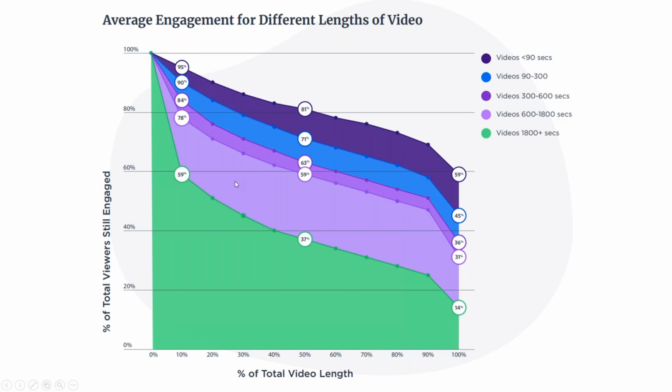And then the different colors indicate the length of the video, where the dark purple is videos that are under 90 seconds. And down here in the green, we have videos that are over 1800 seconds, right? So very long format video. So you can tell that with short form video consumption, individuals are more engaged for the whole entire duration of the video and the percentage of the video length. And as that video length continues, we see a drop in engagement.